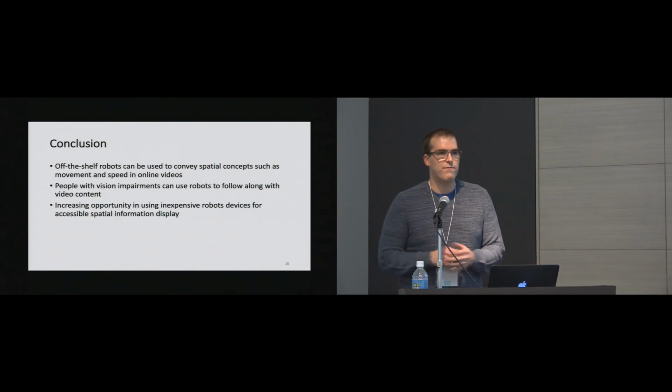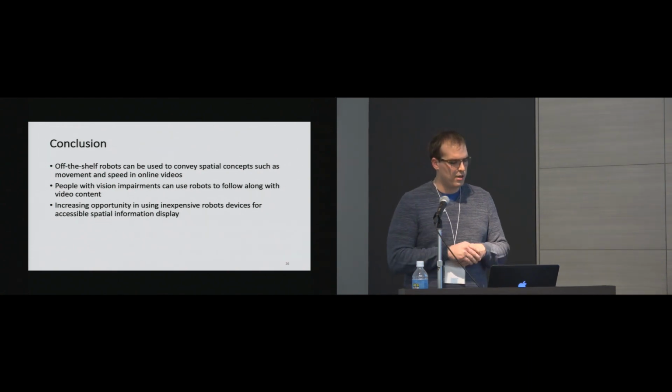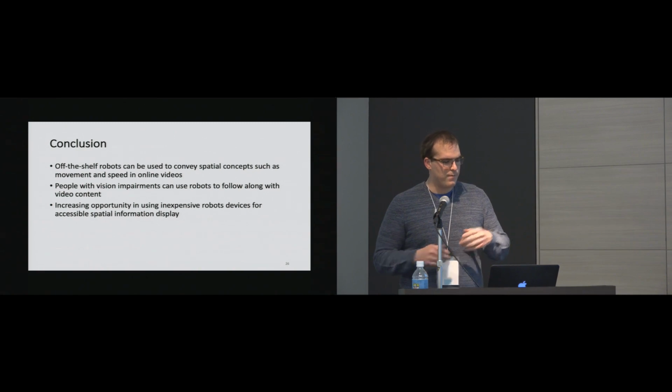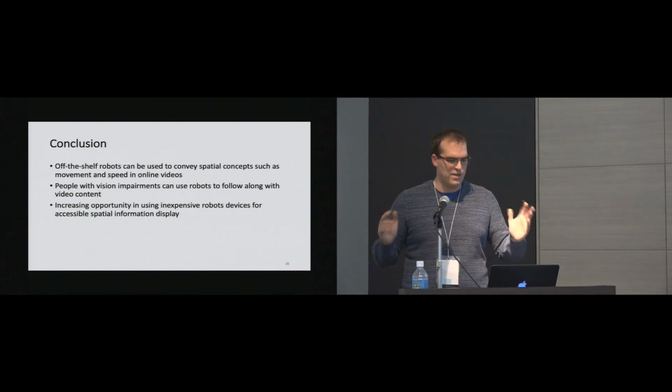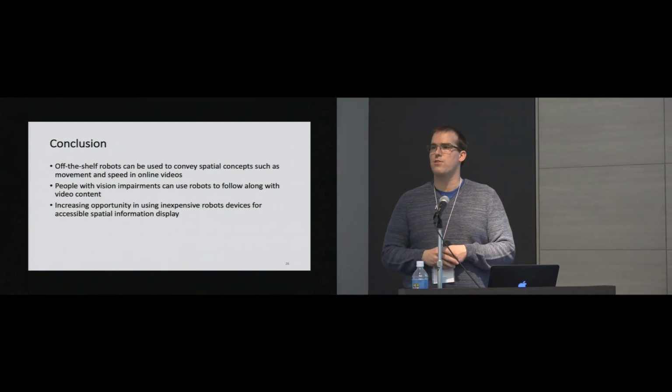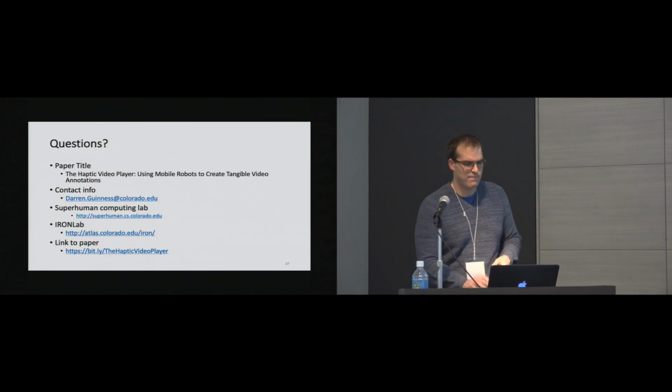So just to conclude, off-the-shelf robots can be used to convey spatial concepts to people with vision impairments so that they can follow along in videos. And there's increasing opportunity in using inexpensive, robotic-grade, off-the-shelf materials in accessible spatial information presentation.